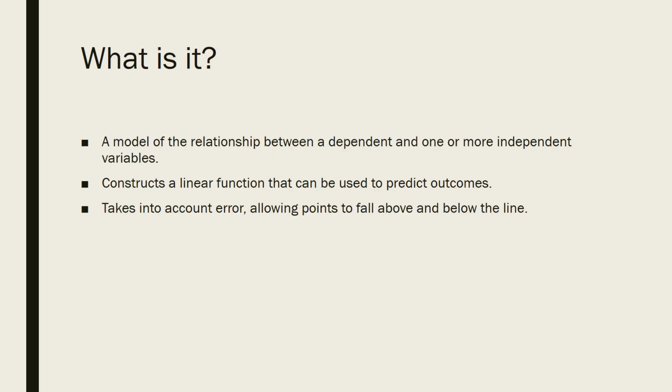The linear probabilistic model is a model of the relationship between a dependent and one or more independent variables. It effectively constructs a linear function that can be used to predict future outcomes. It's very similar to the algebra equation y equals mx plus b. However, the difference being that this model takes into account error, allowing for points to fall above or below the line as they will in the real world.